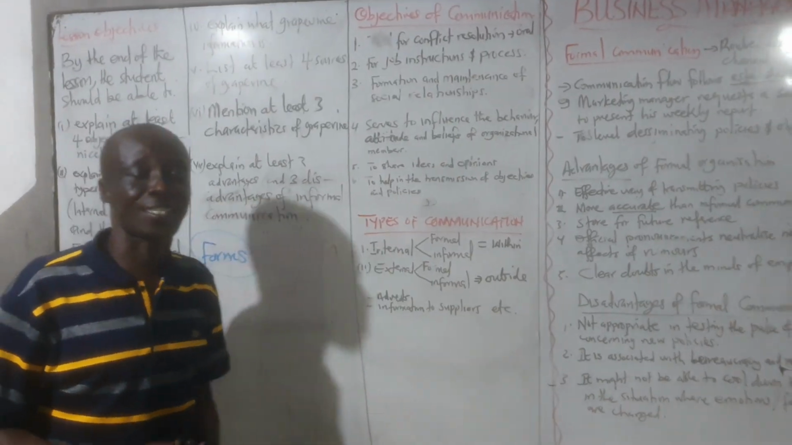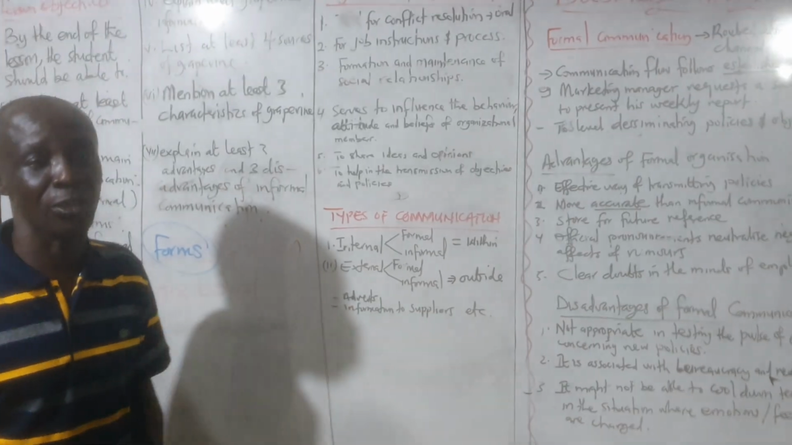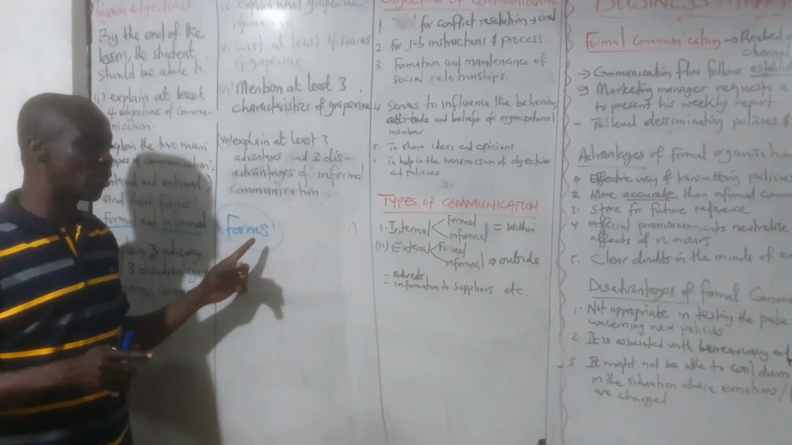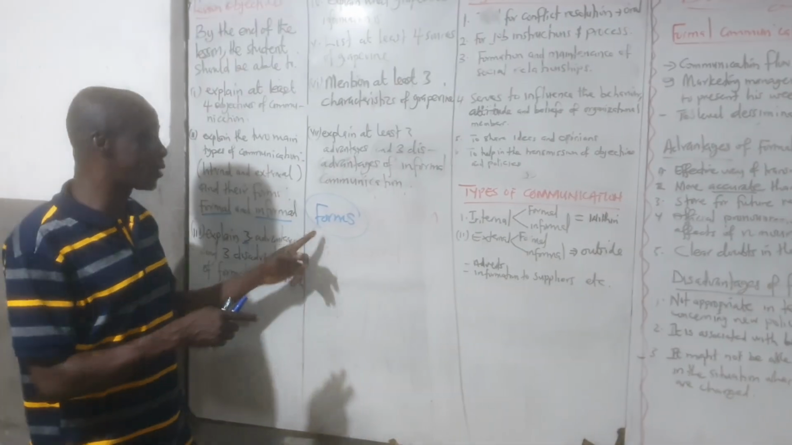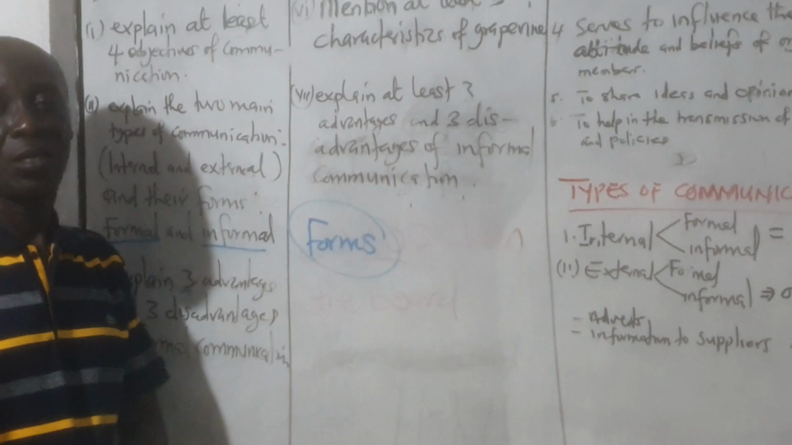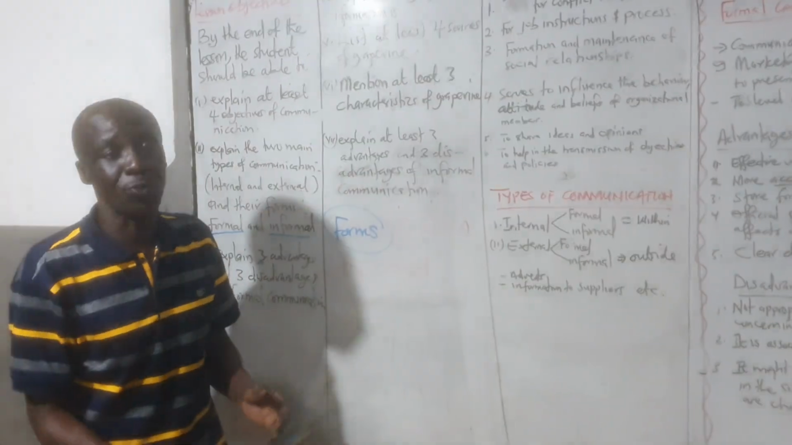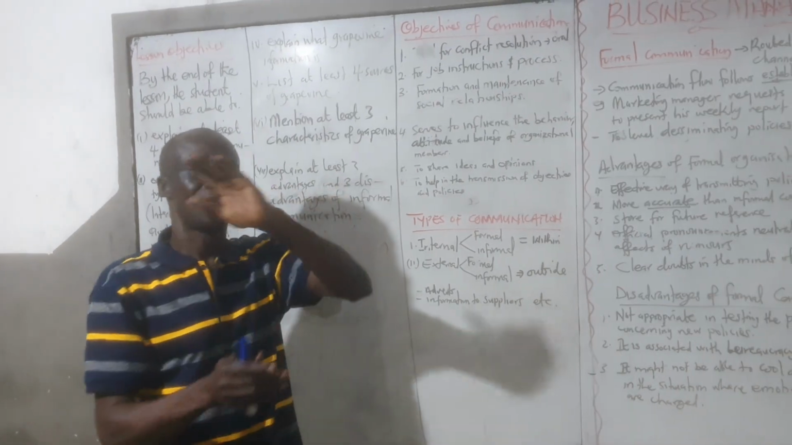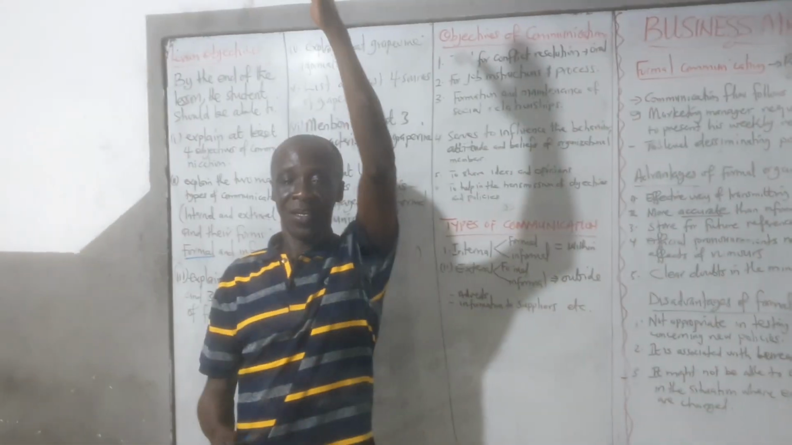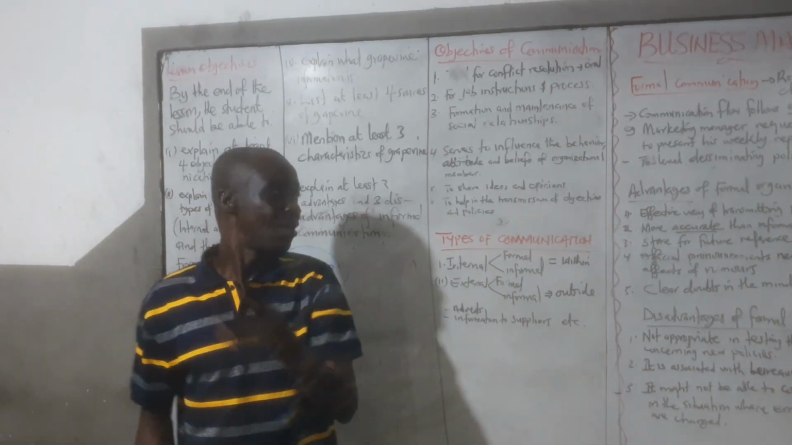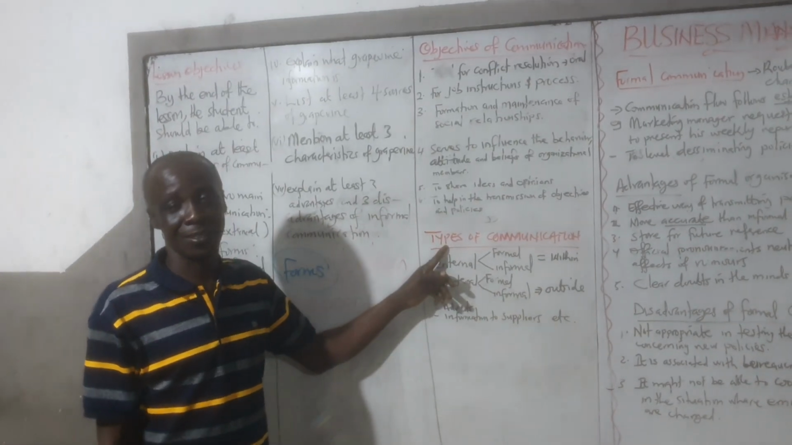Let's move to our next subtopic, types of communication. Remember, don't forget, when you talk about types, it is not the same as the forms. When you say forms, we are looking at the direction, the channel in which the information passes. So we look at the vertical, the horizontal, and also the lateral. But here we are looking at types.